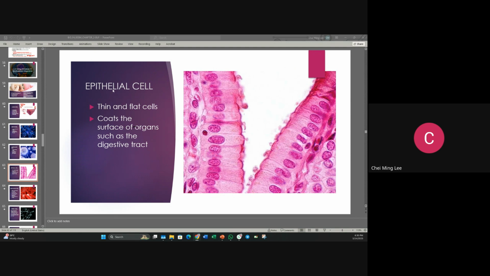All right. Then epithelial cell. Epithelial cells are actually those cells that coat the surface of organs. Normally, the function is to act as a protection and also act as the place for your nutrient to pass through. Okay, so that's why it must be thin and flat so that the nutrient can pass through easily, and it coats the surface of the organ like your digestive tract. Okay, so jot this down.